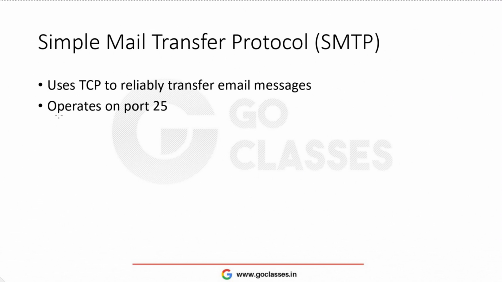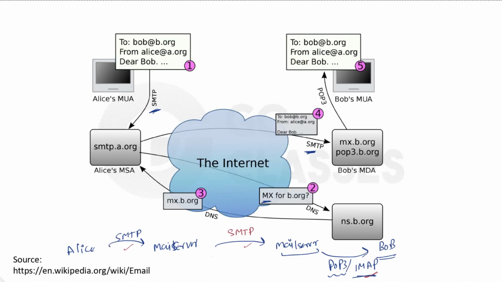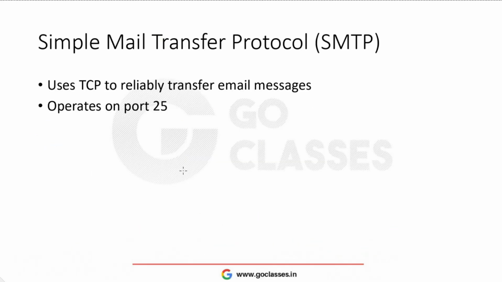SMTP stands for Simple Mail Transfer Protocol, and it uses TCP for reliable transfer of email, which means if you want to send this mail using SMTP to this mail server, then first you need to establish the TCP connection between these two. So first the TCP connection gets established, and then it sends the message, which means the data transfer happens after the TCP connection, and it uses port 25. That is all we need to understand about SMTP, as per the GATE syllabus.